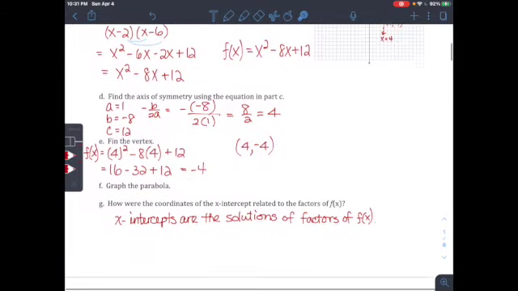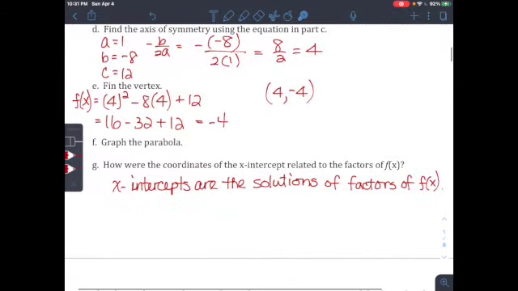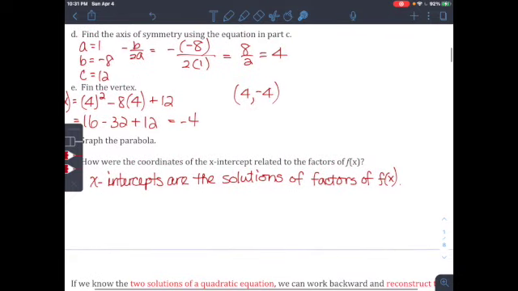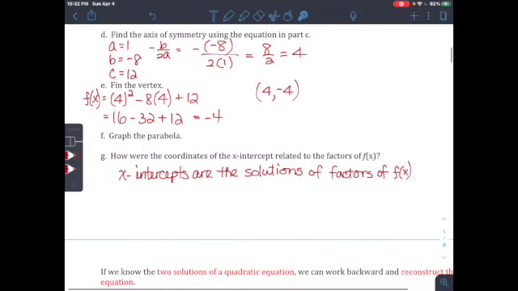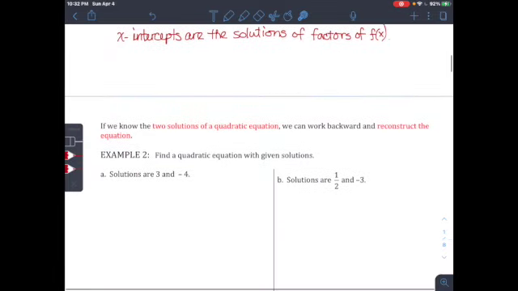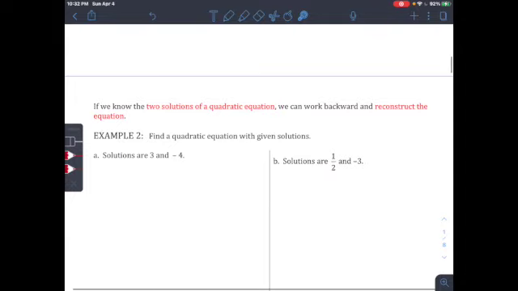And then G: how are the coordinates of the x-intercepts related to the factors of f of x? The x-intercepts are the solutions of the factors of f of x, and that's what it is. That's example number 1. Looking at the next thing, if we know the two solutions of a quadratic equation, that's what we just did. Now we got the answers.